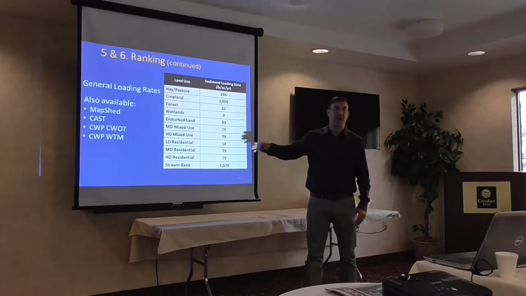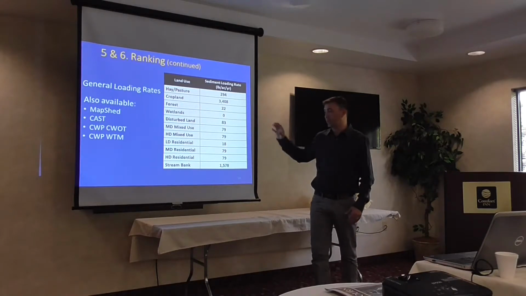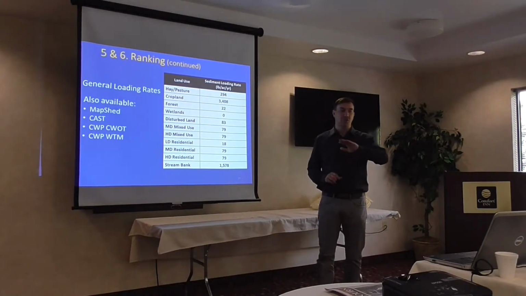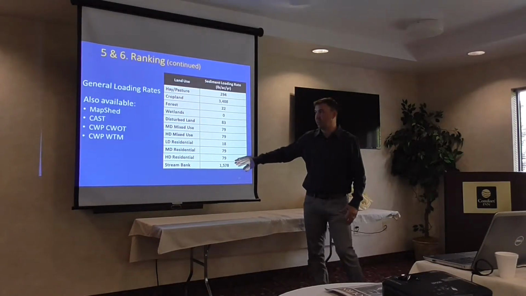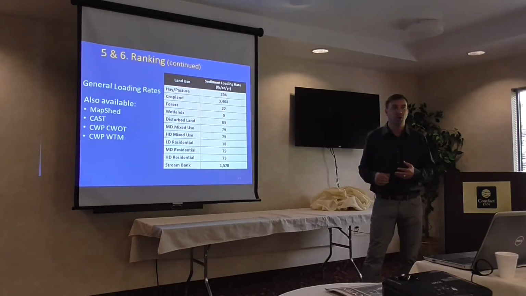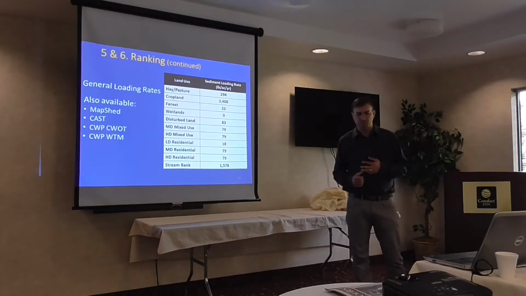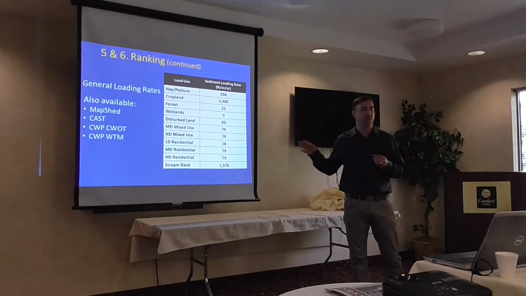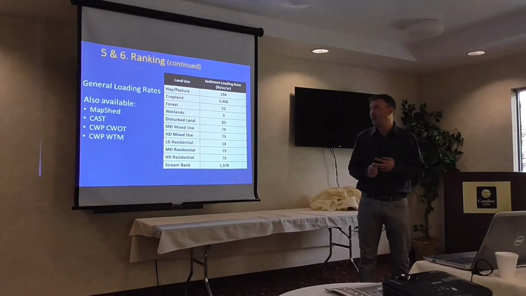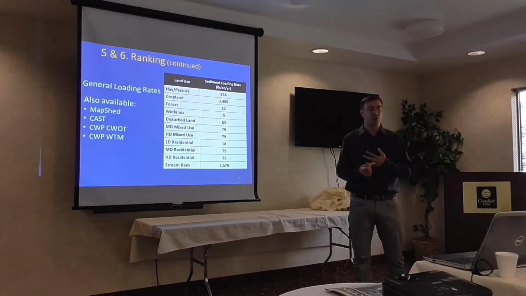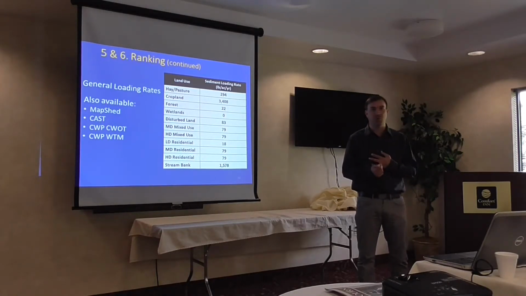MapShed, that tool is free for download. It's developed by Penn State, and you can actually implement projects within the tool, and it will adjust this number. So, but at least for just back of the envelope, quick sort of ranking, this may be some place to get it. The CAST tool is the Chesapeake Assessment and Scenario tool. So for any jurisdiction that's in the Chesapeake Bay watershed, they'll have land use loading rates for you in there. And I'll show you a slide of that. And that's consistent with the Chesapeake Bay model. So that would be a good tool to use if you're just doing a Chesapeake Bay pollution reduction plan.